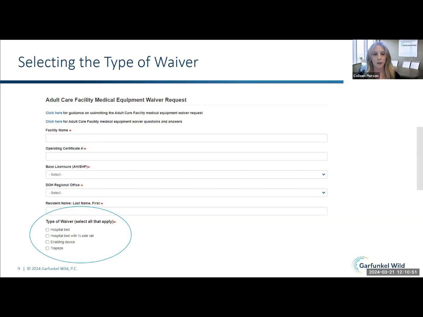It's important to keep in mind that you need to select as many of these choices as you need. So if you are looking to have a hospital bed with an enabling device or a hospital bed with a trapeze, you need to select both of those. You don't just select one. Oftentimes the Department of Health is seeing providers only selecting one when they're actually looking for two pieces of equipment, and that can hold up your application.